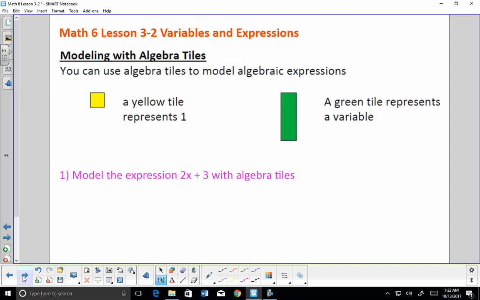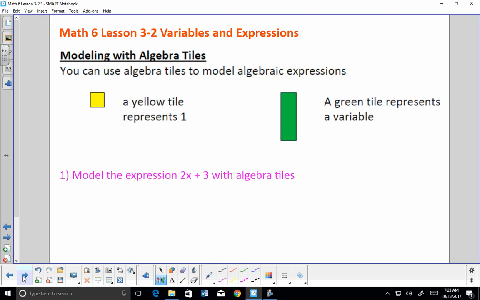We're going to model with algebra tiles for a moment. Now obviously you're probably not going to carry little plastic tiles in your pocket, but it is nice to understand and see a visual representation of what variables and numbers look like. You can use algebra tiles to model expressions. A small yellow square will represent the number 1, and a long green tile will represent a variable. Now obviously if you don't have colors, you can just realize that a long green bar, a long rectangle, is a variable and a square is a number.